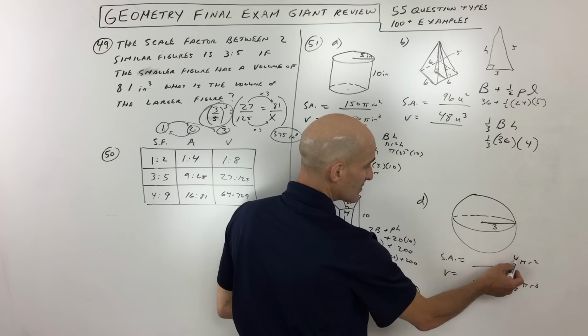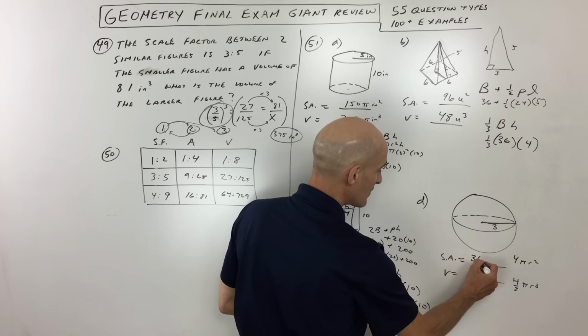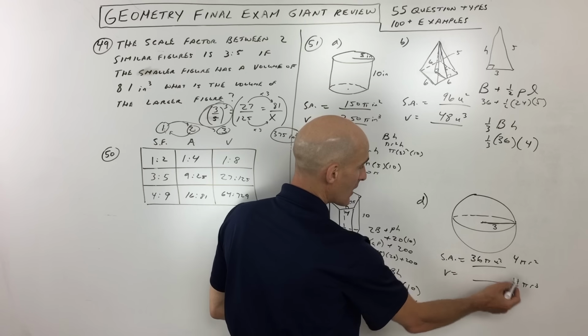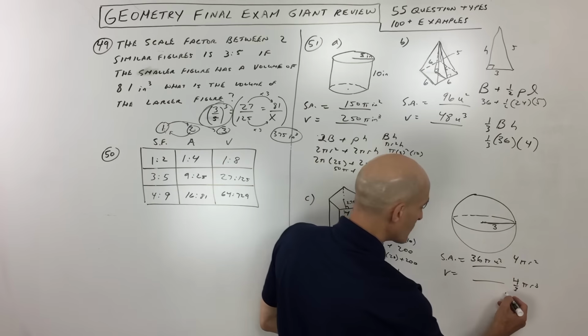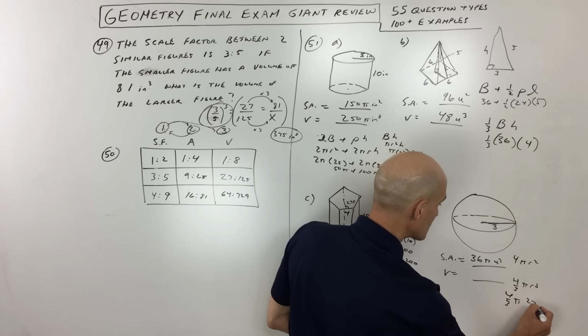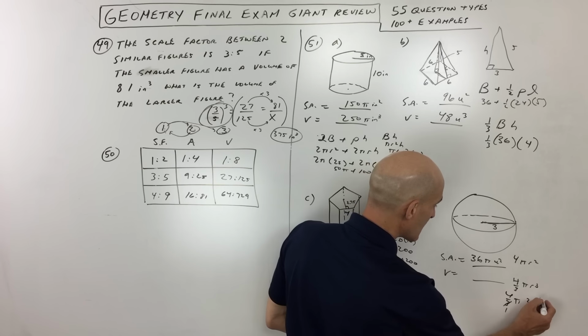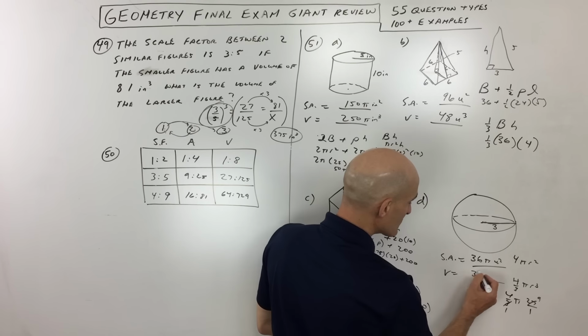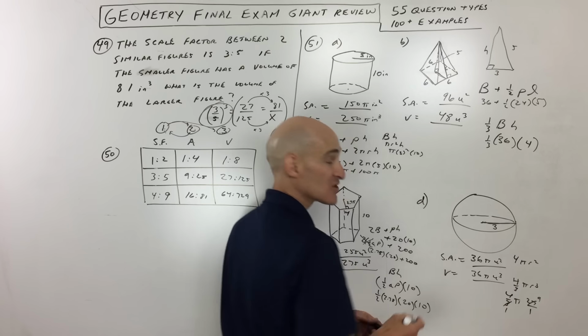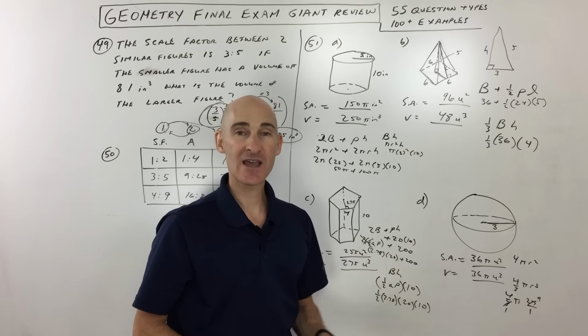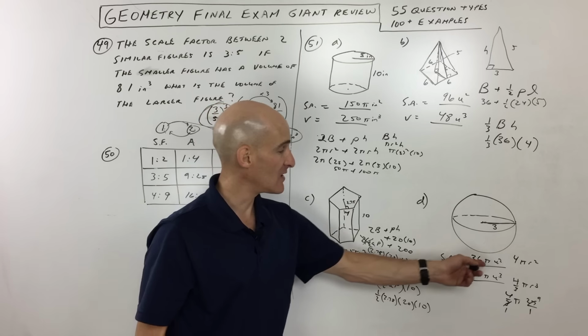3 squared is 9, times 4 is 36 pi, okay, units squared since it's an area. 3 cubed is 27, here let me write this out, 4/3 pi times 27. The 3 and the 27 you can reduce, so that also comes out to 36 pi, but now this is units cubed. They don't always work out to be the same like that. In this particular case they did, but the dimensions are different.